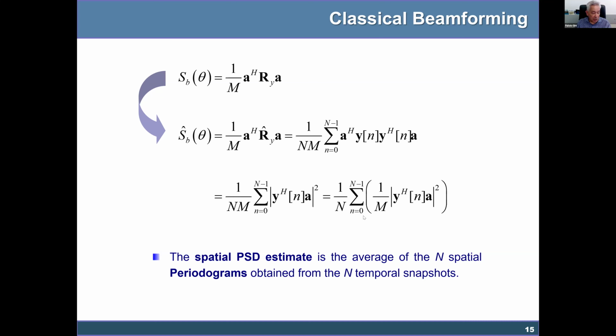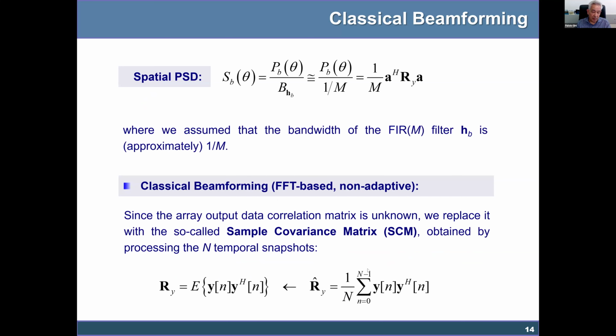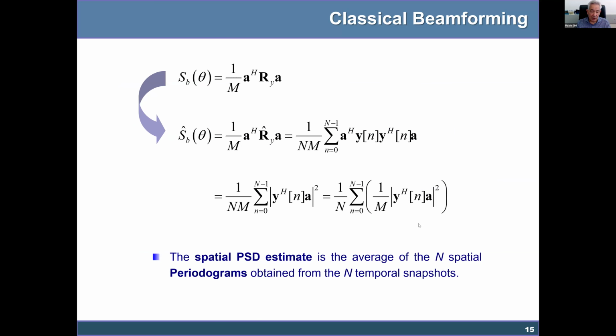So you average with respect to different snapshots. So in other words, the spatial power spectral density estimate that you obtain by using the classical beamformer, which is a spatial filter with the impulse response reported here, is nothing but the average periodogram. So you calculate the periodogram for each snapshot, and then you average over different snapshots.